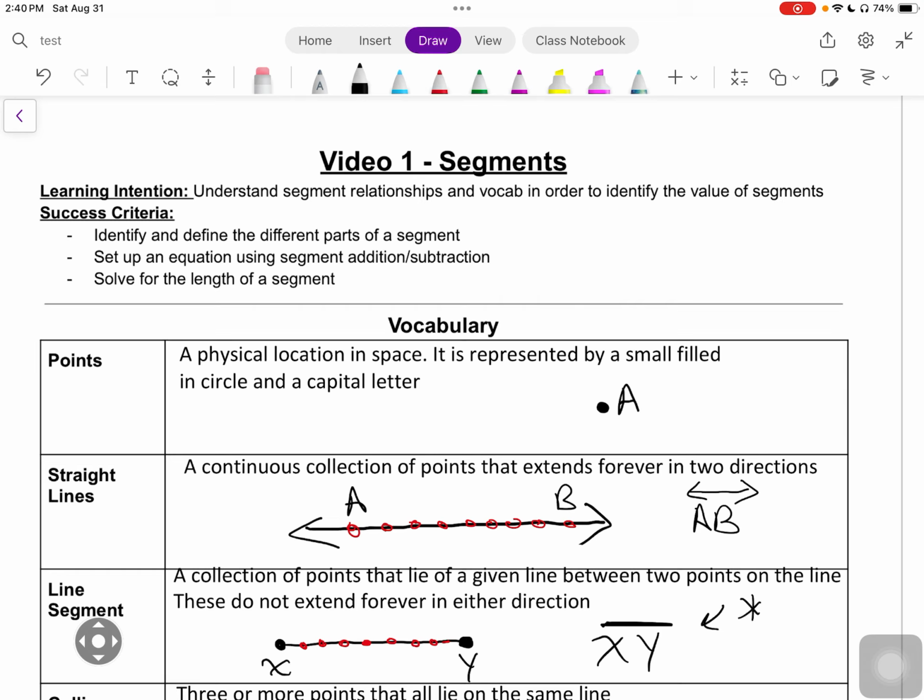You're going to see this one a lot. This is very, very important. You're going to see this all year. Line segments are going to be what make up our different shapes, our triangles, our parallelograms, our rectangles when we get to them. So we really, really have to get comfortable with line segments.